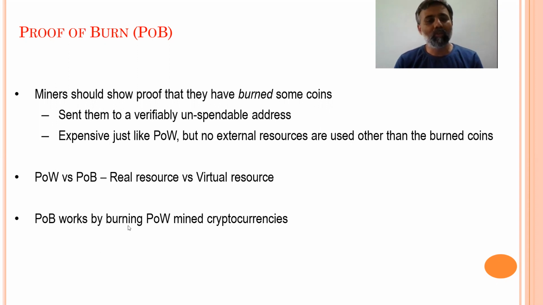Now, PoB works by burning PoW-mined cryptocurrency. And this is the interesting one. Definitely in this network, if someone wants to participate, then he needs some coins, some Bitcoins. And that Bitcoin will be obtained by mining with the PoW mechanism. So this can work only by using PoW-mined cryptocurrency, and then he can burn it and participate.